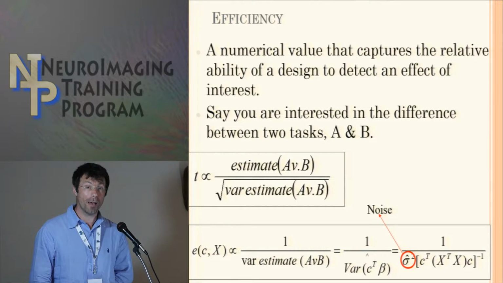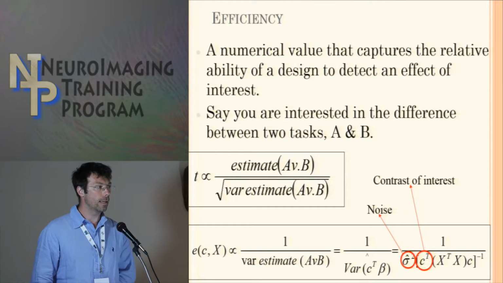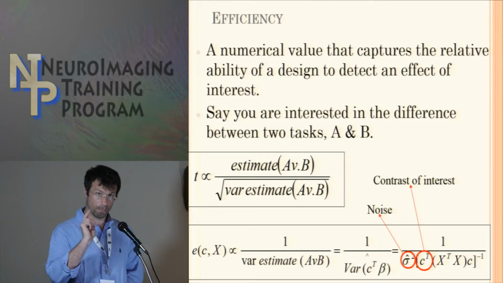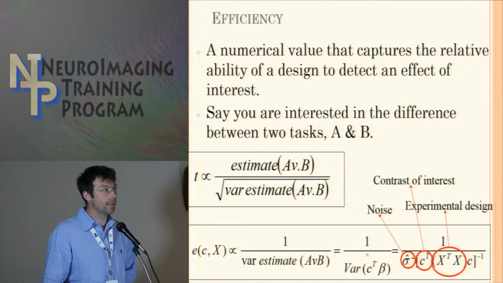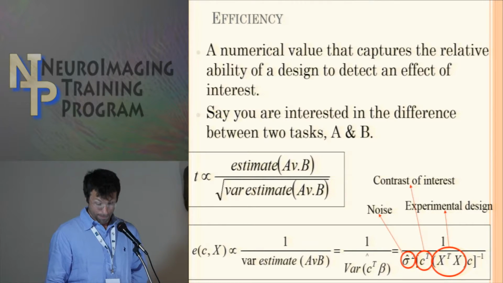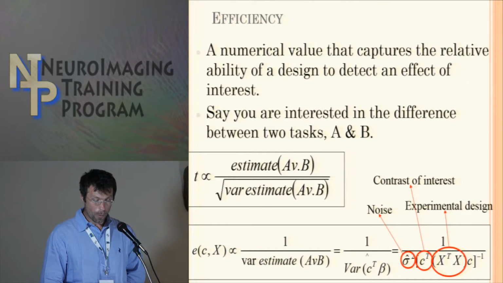So when you're calculating the efficiency of your design, noise will be in there. You can't do anything about it. Or rather, you can do something about it, and it's in the pre-processing. It's not in your experimental design. Everything else that is in here is something that you can decide before you ever put anybody in the MRI machine. For example, C transpose is the transpose of your contrast of interest. Who decides the contrasts of interest?